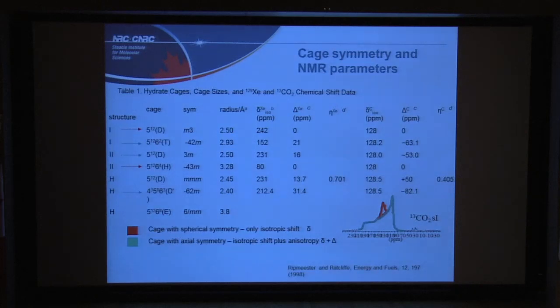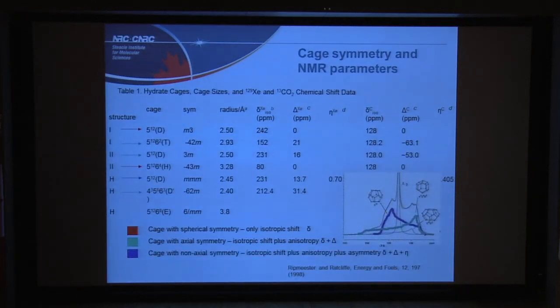And we have one cage that is completely asymmetric. That is this one here. And it gives a pattern that looks like that. So we have 3 features. There's a shoulder, a peak, and another one. So there we have 3 different parameters, and this just shows you that it's relatively straightforward to use NMR to determine the symmetry of the cages in which the guests actually reside.